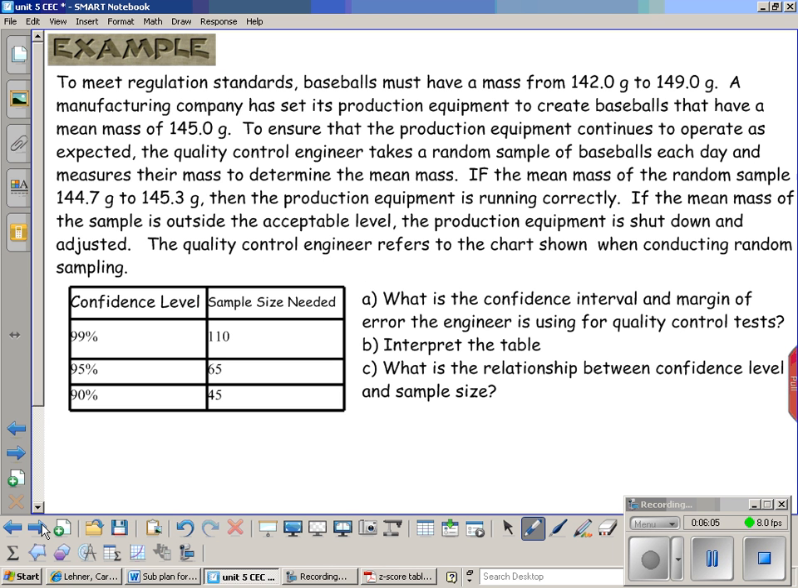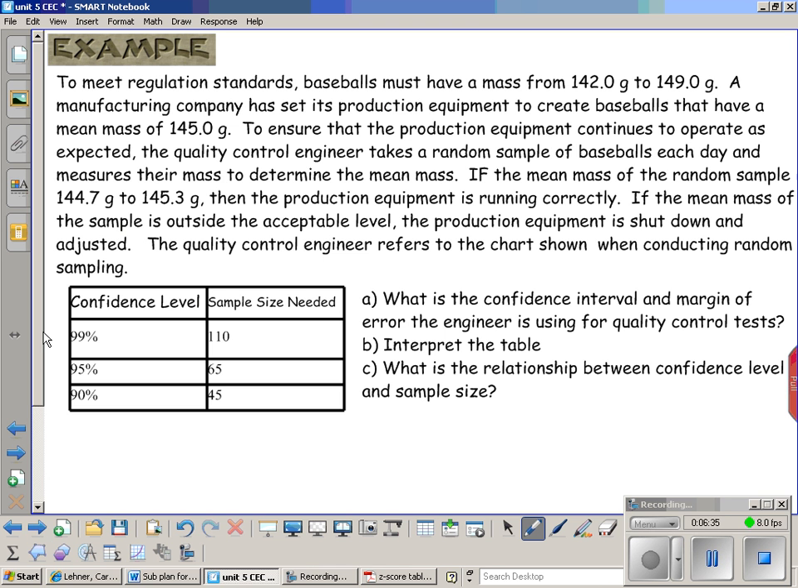If the mean mass of the random sample is 144.7 to 145.3 grams, then the production equipment is running correctly. If the mean mass of the sample is outside the acceptable level, the production equipment is shut down and adjusted. The quality control engineer refers to the chart shown when conducting random sampling. So what is the confidence interval and the margin of error that the engineer is using for quality control tests?